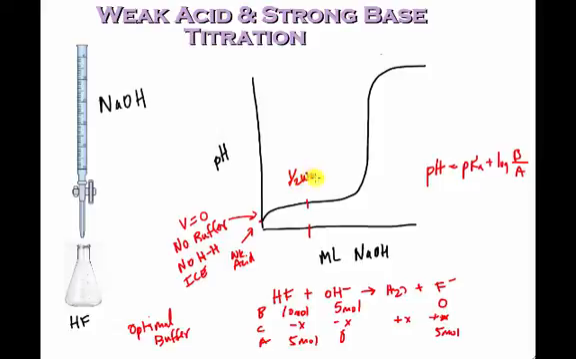Halfway point. And this is where you have an optimal buffer. And at this point here, you have the pH equal to pKa. Remember we talked about that before. pH is equal to pKa. That happens right here at this point, at that halfway point.